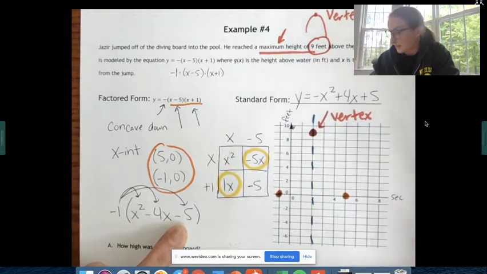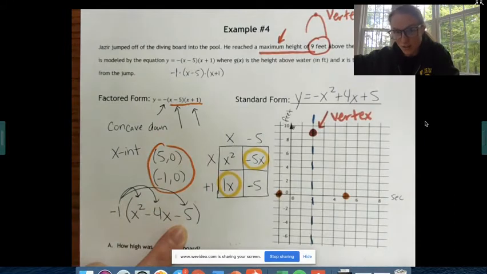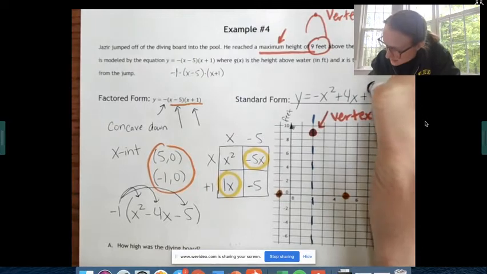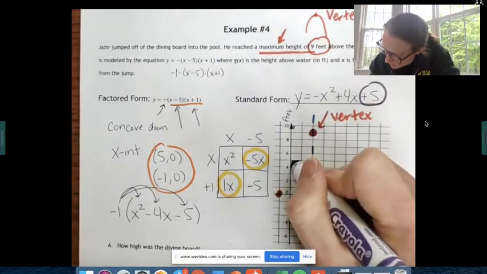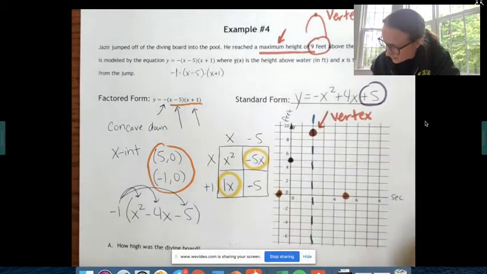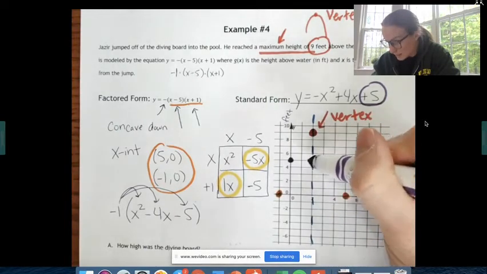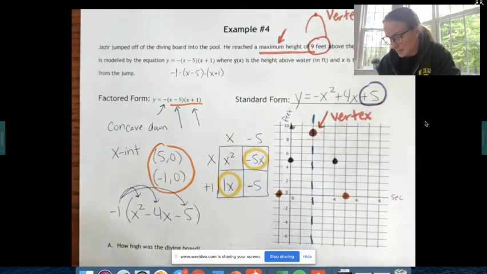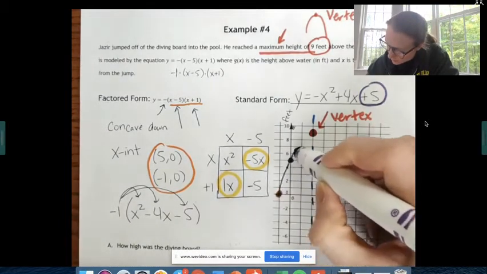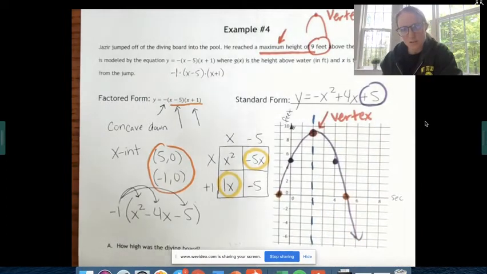Now remember, that y-intercept comes from right here, that c value in your equation. So I'm going to take this. There's our y-intercept right here at 5. 0, 1, 2, 3, 4, 5. And if I want to, I can take this and use my axis of symmetry to reflect it over to the other side because it has a nice symmetrical parabola. So here is my beautiful parabola.